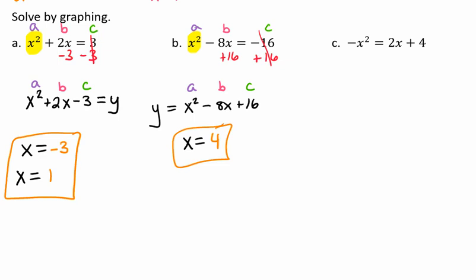Now in part C, notice that our x squared is negative. Well, we don't want it to be negative. So we're going to move our x squared over. So we're going to add the x squared to both sides, and that's going to give us that 0 equals the x squared plus 2x plus 4.